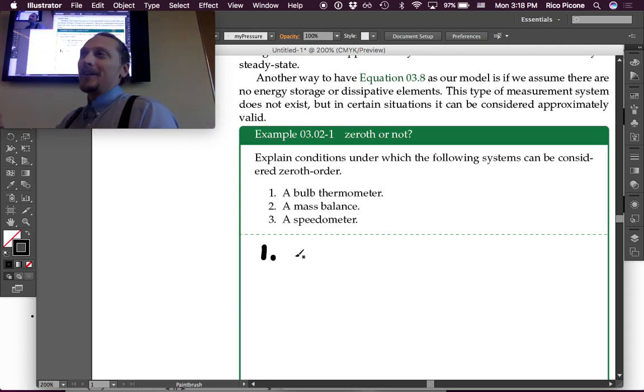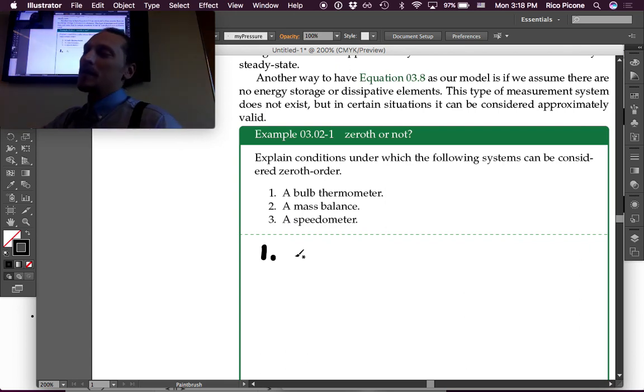But it doesn't, right? We know that when we put a thermometer in our mouth, or any thermal system we're familiar with, it takes a while to change. In your house, to heat up the house, it takes a while, and so your thermal system, that is your bulb thermometer, is going to take some time to respond.